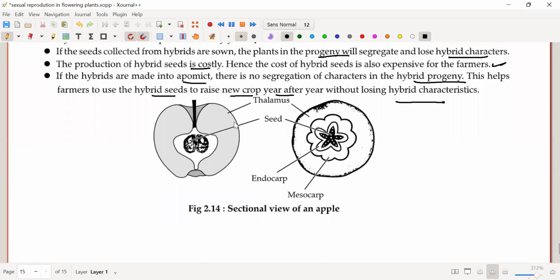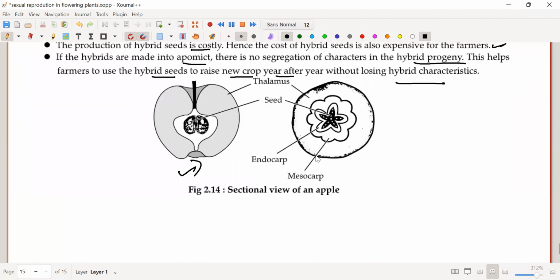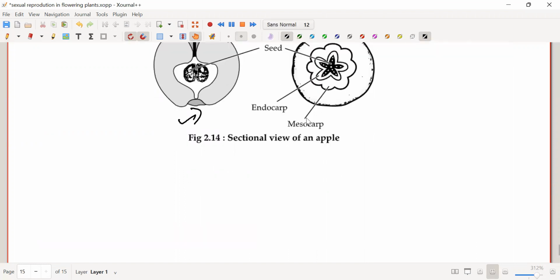See, this is made up of thalamus. This is made up of thalamus, the edible part of the apple. Check here, thalamus, seeds, endocarp. This is mesocarp in lemon and everything, all right? So these are the sections of apple. If we cut it like this, we'll be having like this. This is apple. When we cut it in the equator, we'll be forming this one. Check how it is formed.